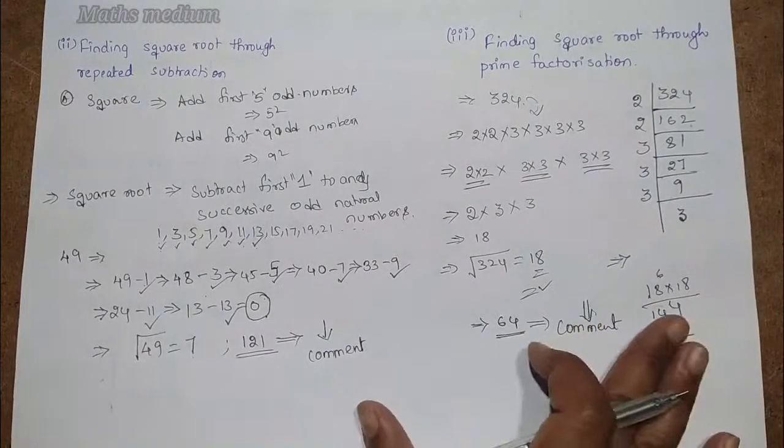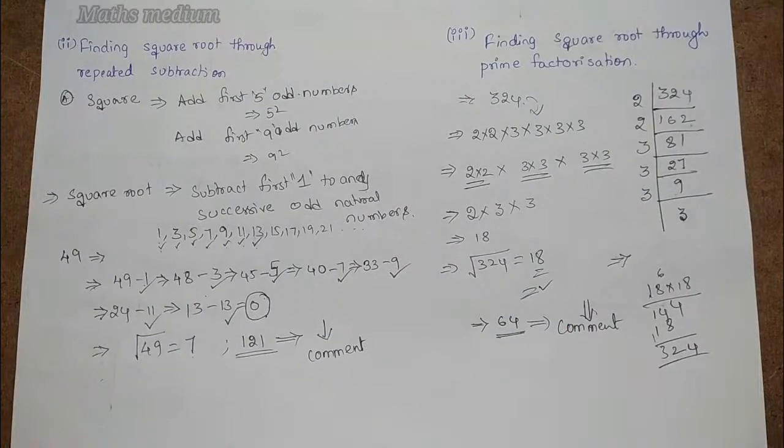Don't forget about this. This is about finding square root by 3 methods. One is finding square root by the direct method. Second one is finding square root through repeated subtraction. And third one is finding square root through prime factorization.